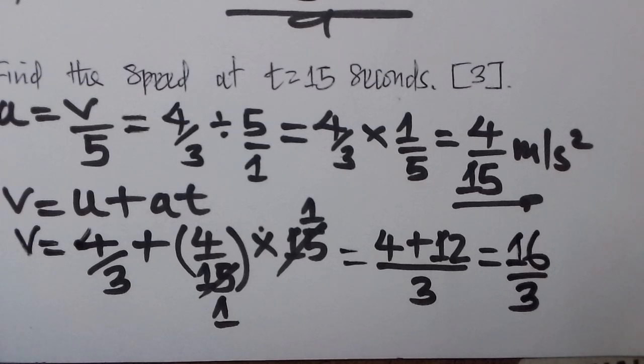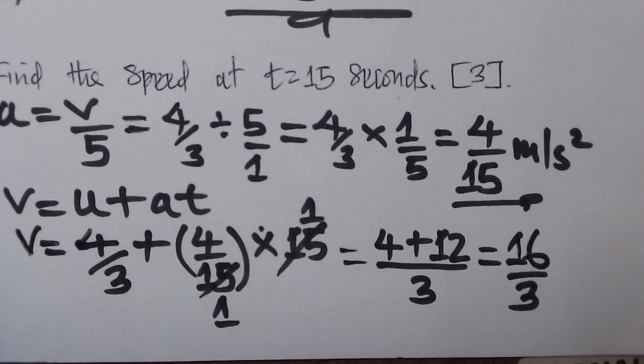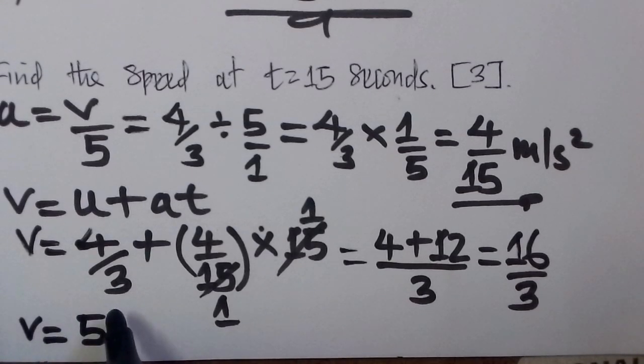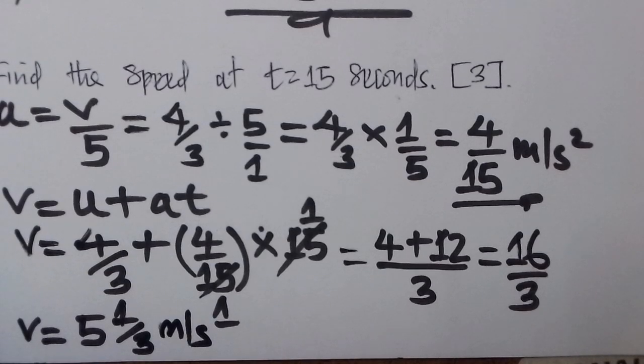Now 16/3 as a decimal, this is 5.333. This is because 3 can go into 16 5 times, and it will leave a remainder of 1. 3 into 1, it can't, so you put a 0. 3 into 10, you get 3. You'll just be getting 3's. So 5.33. But as a mixed fraction, this will give us the following. V is equal to 5 and 1/3 meters per second. So that is our speed when time is equal to 15 seconds.